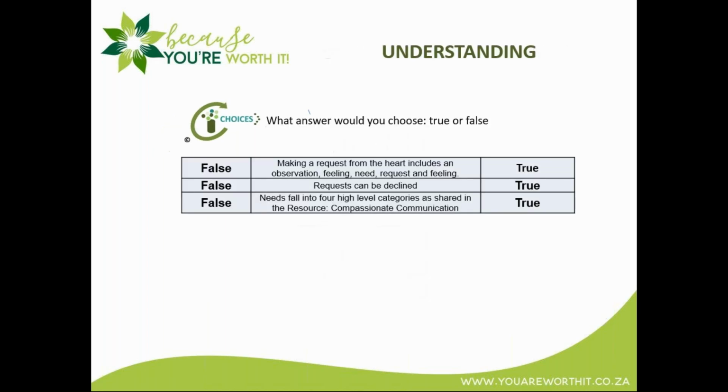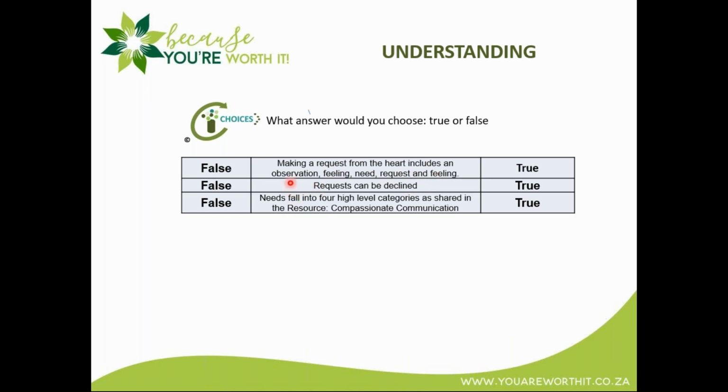So let's check your understanding now. I'd like you to answer true or false in terms of the statements on this slide. For question 1, making a request from the heart includes this: an observation, a feeling, a need, a clear request. True or false? Now, your answer should have been true, and you should be recognizing that the feeling I have at the beginning, if you watch my cursor related to this observation, is different to the feeling I'm going to have when my request is met, and I can anticipate that feeling. So yes, that answer is true.